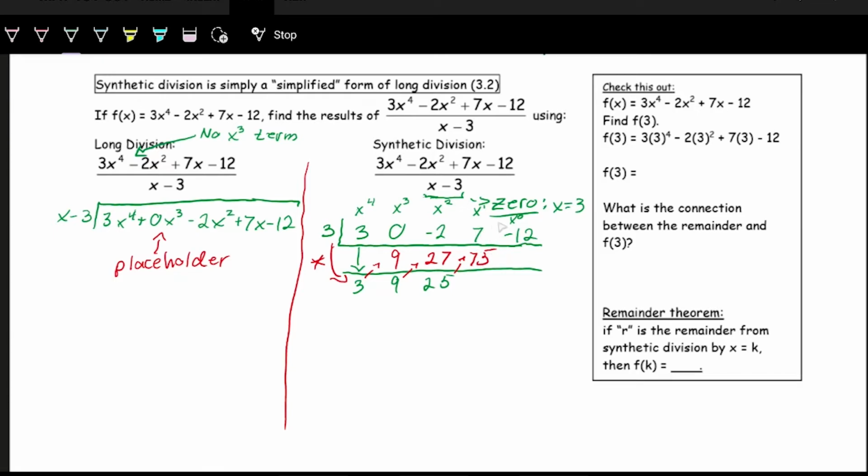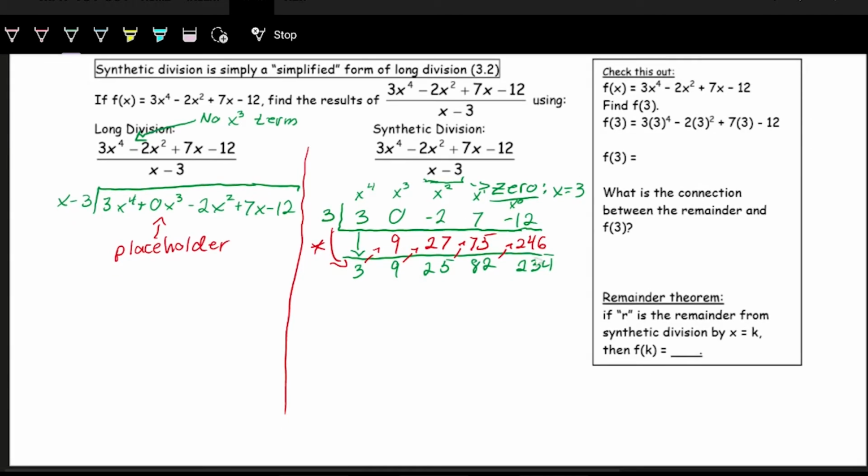And then you're doing 75 plus 7, and that's 82. And then you multiply 82 by 3, and you end up getting 246, and then you do negative 12 plus 246, and you have 234. Well, what that means here is that we have a remainder. This is the remainder. We do not have a zero remainder.